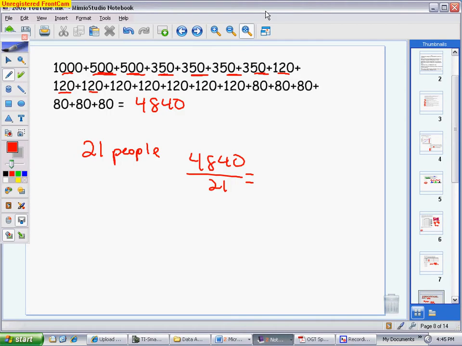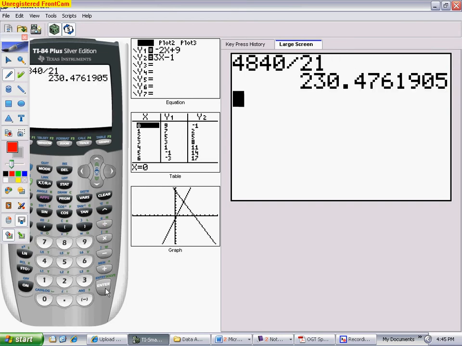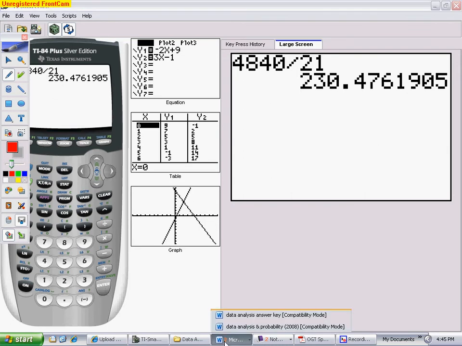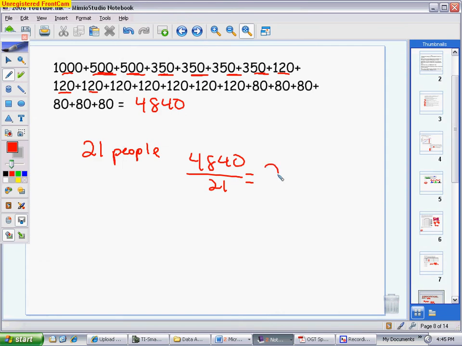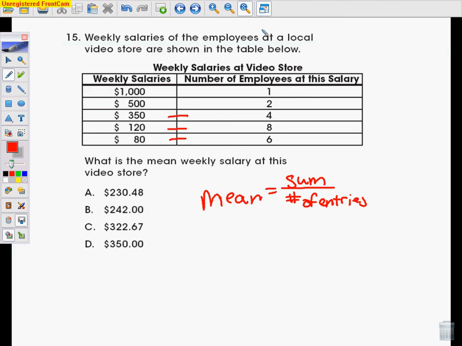Okay, and when you do that, 4,840 divided by 21, I'll just pull up my calculator here. You get 230.47, so we'll round that up to 230.48. So the mean weekly salary is $230.48.